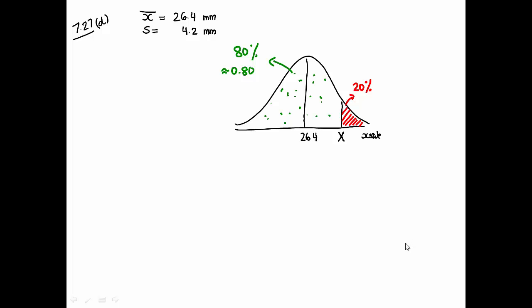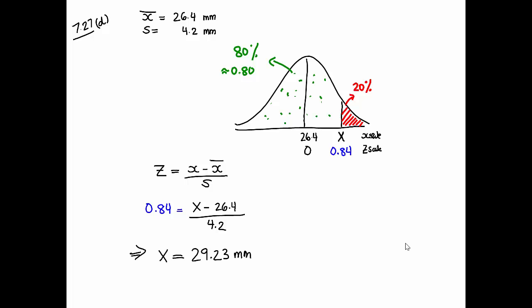So we saw from the table the z-score corresponding to x was 0.84. I would write it down here. Now when we are working backwards, if you remember I told you in the previous video, we don't have any probability steps. I would start with my z-score formula, plug in all the values that I have and solve for x. So I have z-score as 0.84, x bar is 26.4, s is 4.2. Plug in all these numbers, we solve for x, and x comes out to be 29.23 millimeters. So I can say 20% of the kids have left atrial diameters greater than 29.23 millimeters.